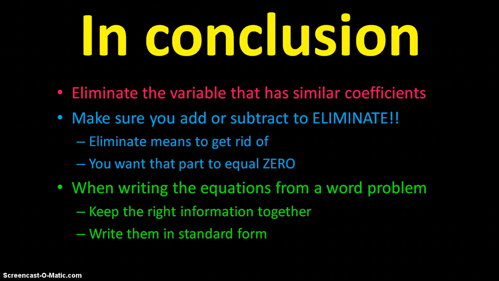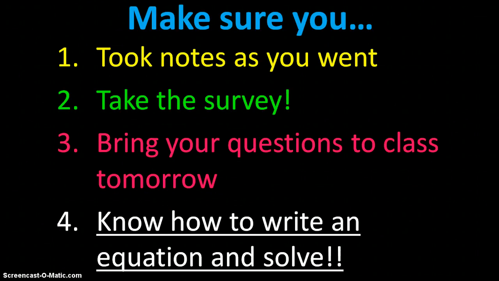In conclusion, a couple of things. Eliminate the variable that has similar coefficients. Make sure you add or subtract to eliminate. Eliminate means to get rid of, so make sure when you add or subtract you're getting 0 for that variable. Last thing, when writing the equations from a word problem, keep the right information together and write them in standard form. Please make sure you took notes as you went.